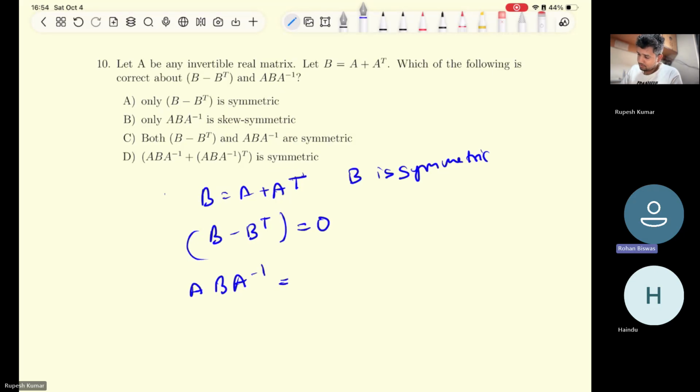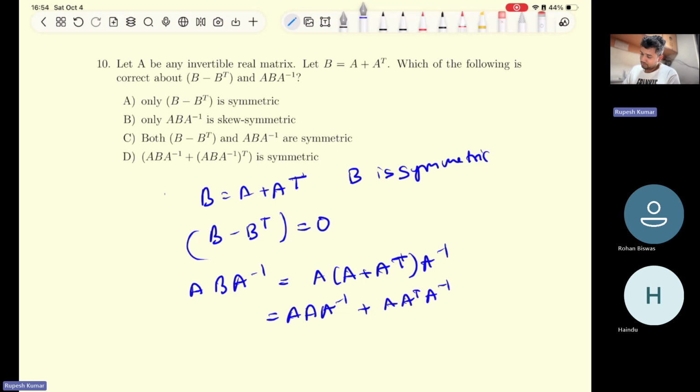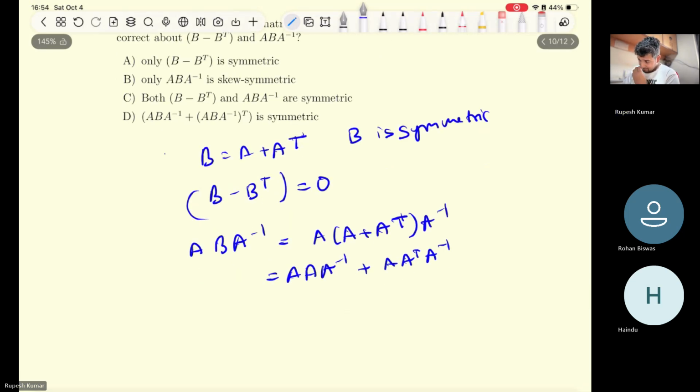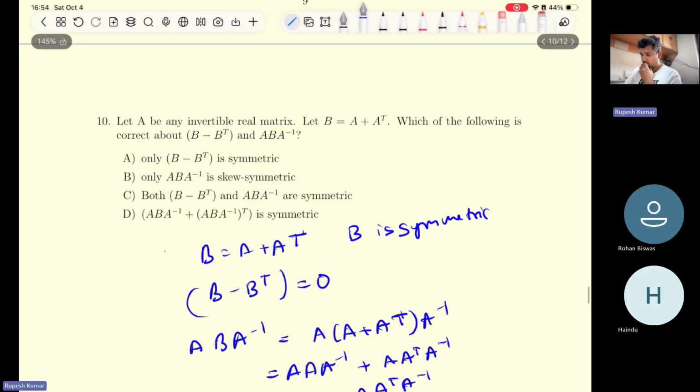And then (A plus A transpose) into A inverse will be A into A inverse plus A into A transpose into A inverse, right? What is this thing? This is A into (A plus A transpose) A inverse. What is this? Let's see.